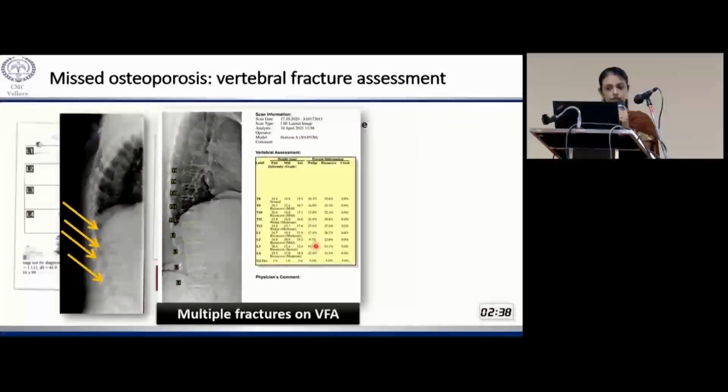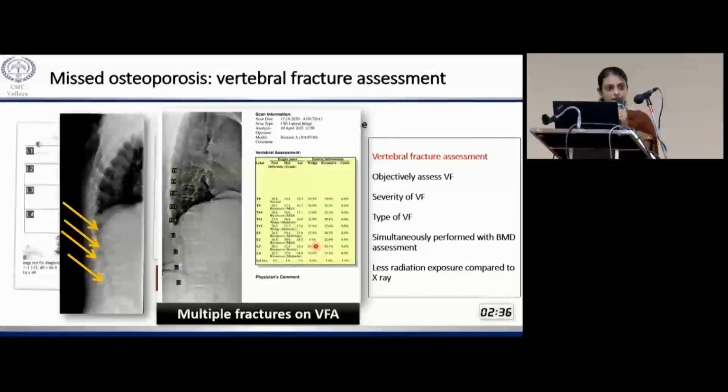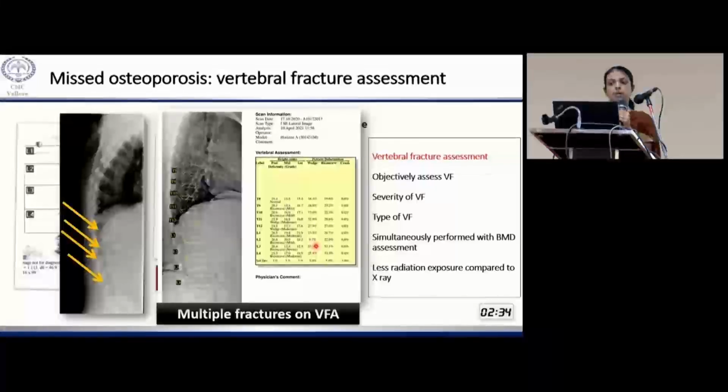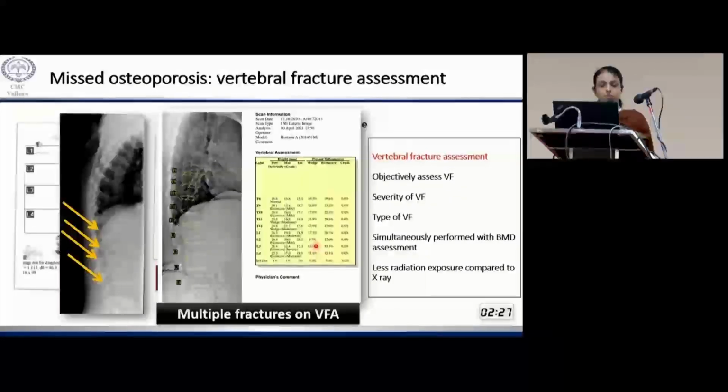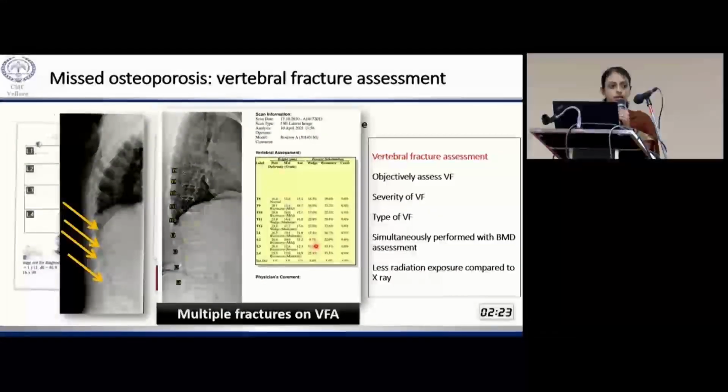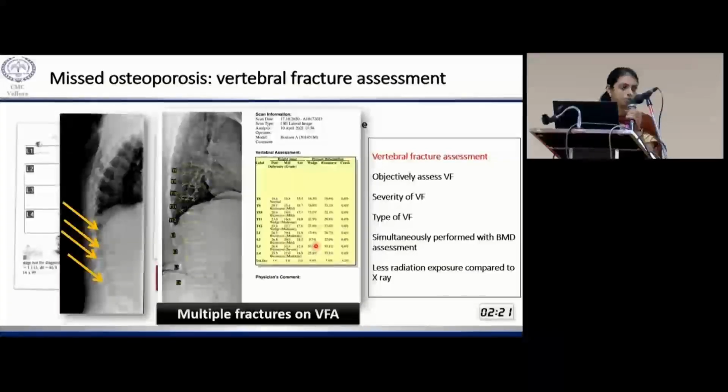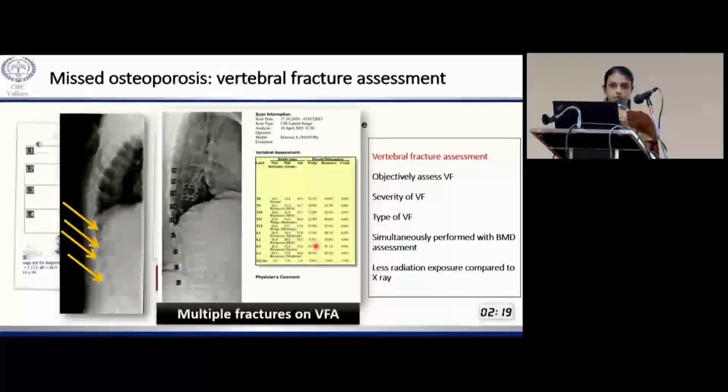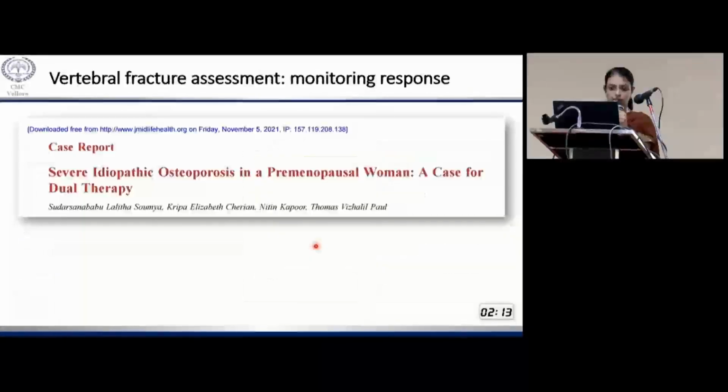So what is VFA? The DEXA scan will image the spine. You can objectively assess the number of vertebral fractures, the severity of fractures, and the type of fracture, whether wedge or biconcave or crush. The advantages are that it can be performed simultaneously with a BMD assessment with much less radiation exposure as compared to conventional X-rays.